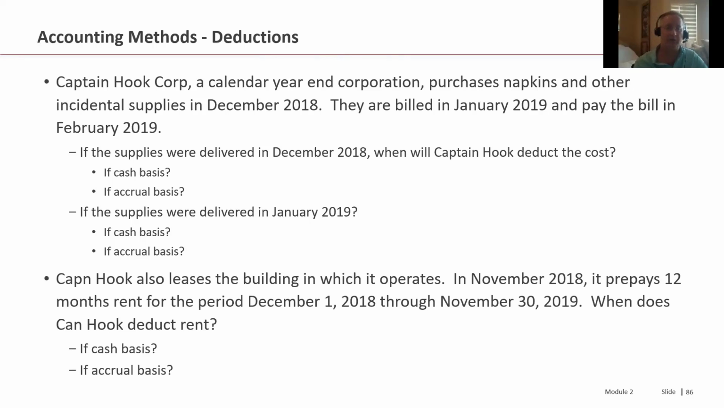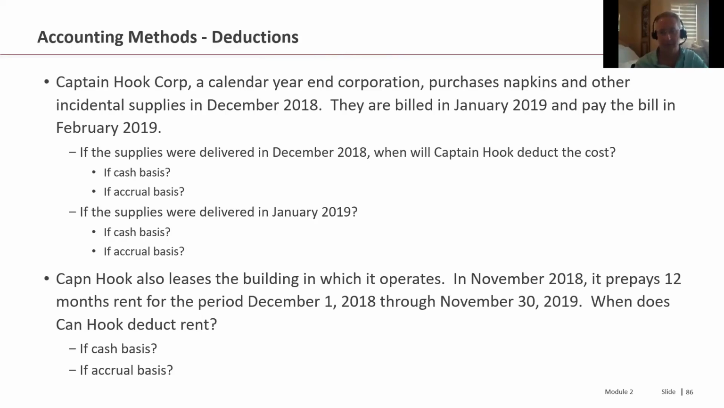All right, Captain Hook also leases the building in which it operates. In November of 2018, it pays for 12 months of rent for the period December 1 through November 30, 2019. How much of the rent can Captain Hook deduct? If he's a cash basis taxpayer, you'd say, well, it's when it's paid, right? So he pays it all in November of 2018. He deducts all of it in November of 2018.